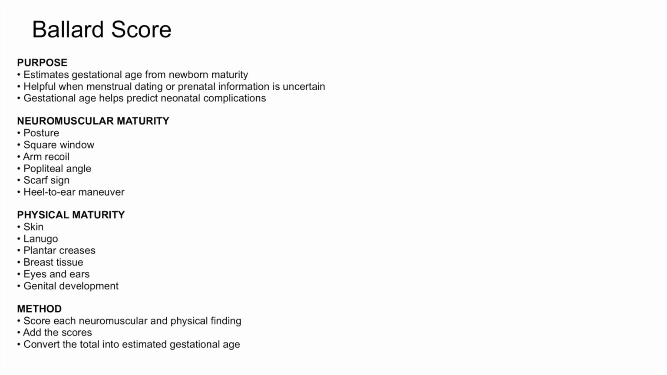Physical maturity is estimated from features that change predictably during gestation, including skin texture, plantar creases, breast tissue, ear cartilage, and genital development. Each finding is assigned a value. The neuromuscular and physical scores are combined, and the total is converted into an estimated gestational age. This estimate matters because the risk of respiratory disease, hypoglycemia, temperature instability, feeding difficulty, and other neonatal complications depends strongly on gestational maturity. The Ballard score is still an estimate and may be affected by illness, medications, neuromuscular abnormalities, and the timing of the examination.